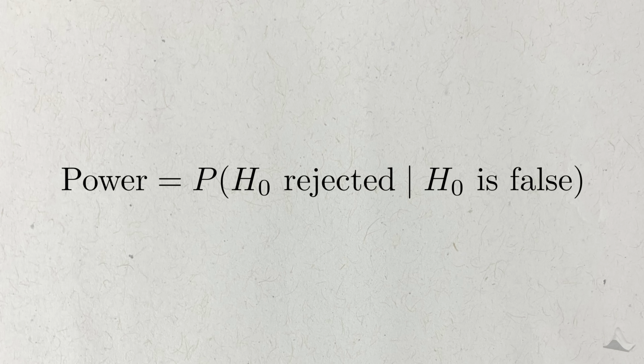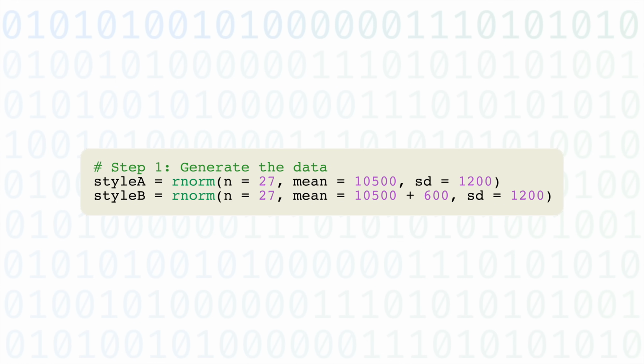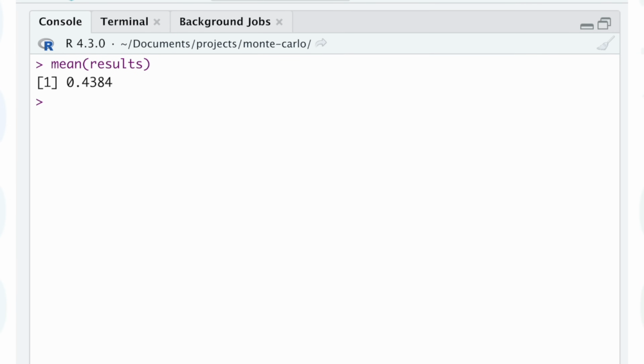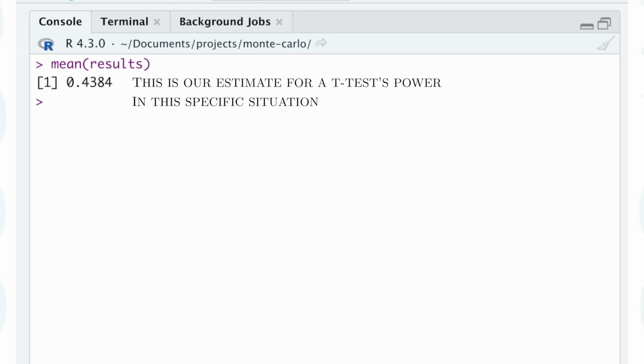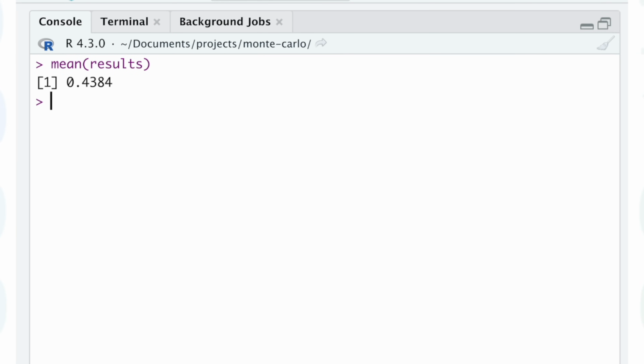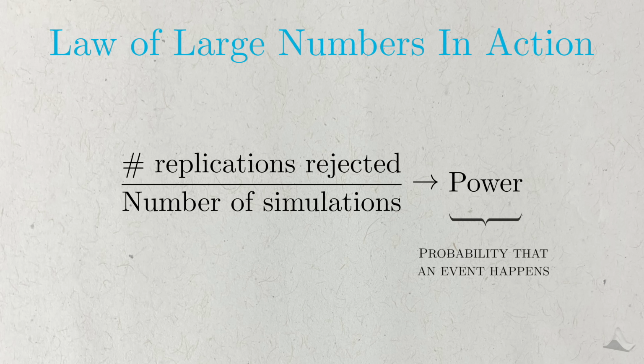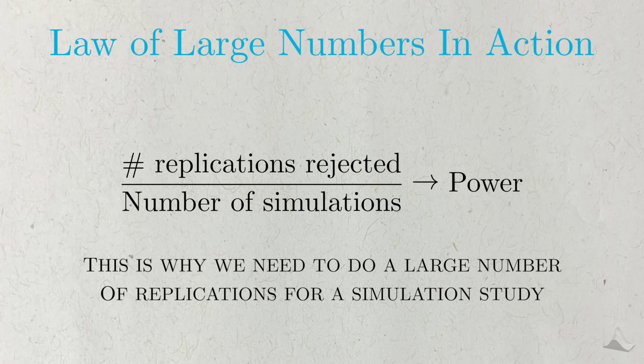Power is the conditional probability that we reject the null hypothesis, assuming the null hypothesis is wrong. This is exactly how we generated the data, so if I calculate the proportion of simulations that reject the null hypothesis, then I'll get an estimate for how powerful the t-test is in this specific situation. This follows from the law of large numbers, where a proportion of events will converge to the true probability of the event if we have a large number of trials. This is the core reason why we need to generate such a large number of simulations in the for loop.